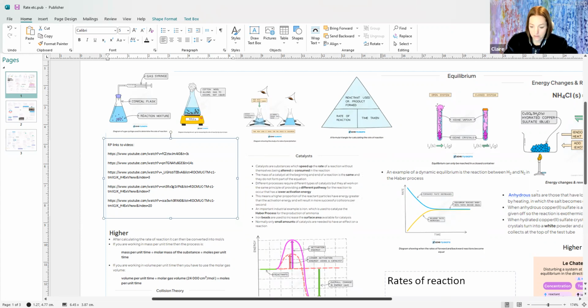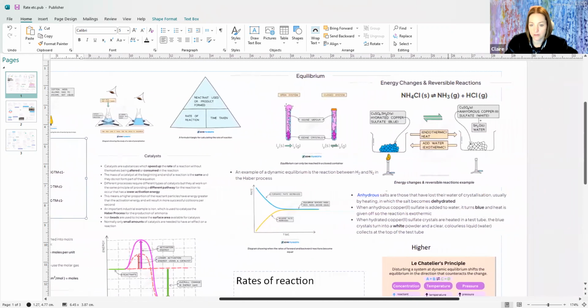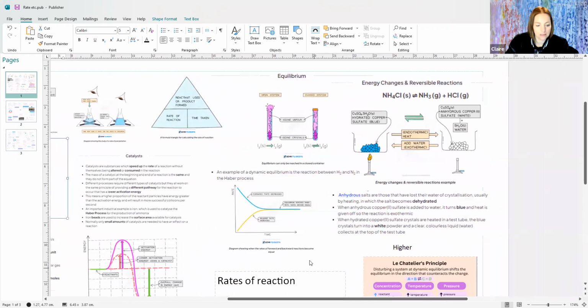So that's the first part. We go across, and there's some other little things you need to remember. Let's look at equilibrium and energy changes and reversible reactions. First of all, be familiar with this symbol here. That means it is reversible.